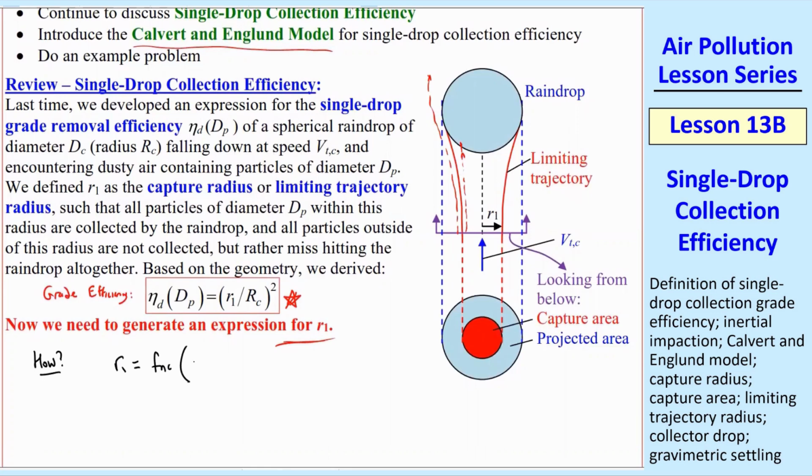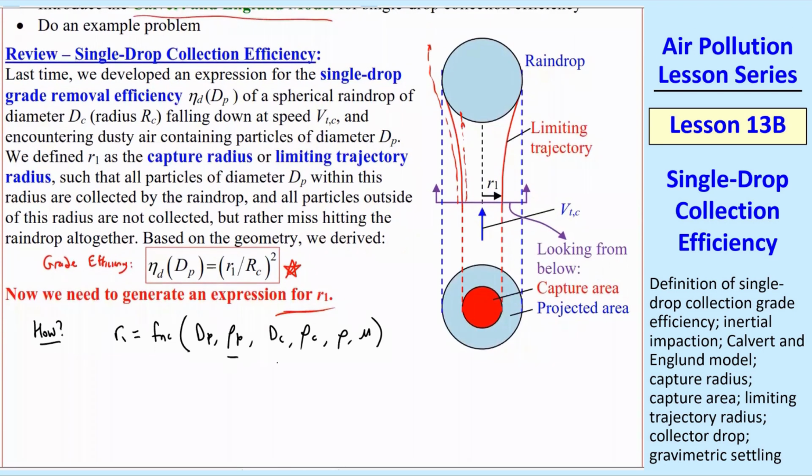In general, this will be a function of the particle properties, so we have a dp and a rho p. The collector, which is the raindrop, has similar properties, dc and rho c. And then, of course, we have the air, rho and mu. Just a word of caution here, there's three rhos. Rho of the air is rho, rho of the collector or the drop is rho c, and then rho of the particle is rho p. So make sure you don't confuse these rhos. There's also two different diameters, dp and dc.